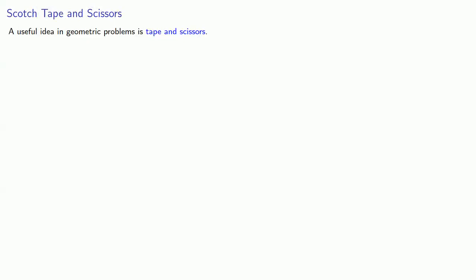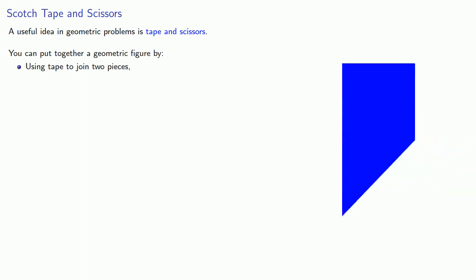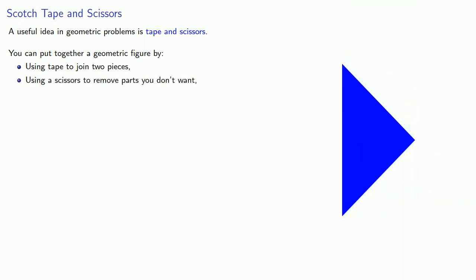A useful idea in geometric problems is tape and scissors. You can put together a geometric figure by using tape to join two pieces, or using scissors to remove parts you don't want.